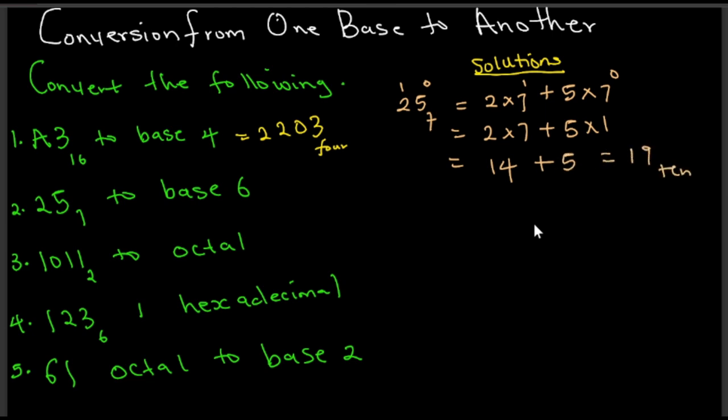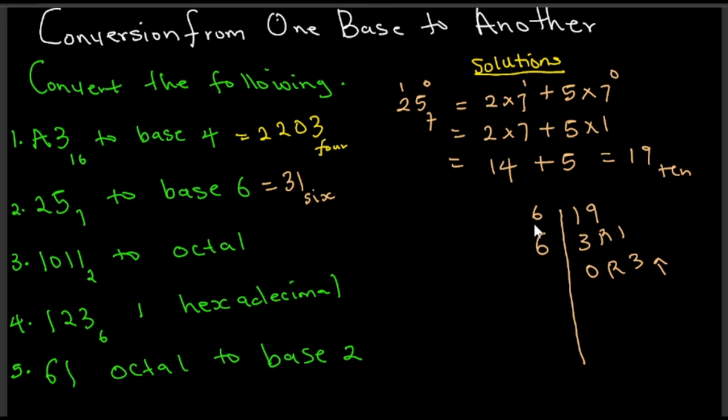So now we're converting base 10 to base 6, right? To base 6, we'll divide 19 by 6 and write down our remainder. So 19 divided by 6 is 3, remainder 1. And 3 divided by 6 is 0, remainder 3. From bottom to top, we have 31 base 6. Okay, so that's how we convert this.